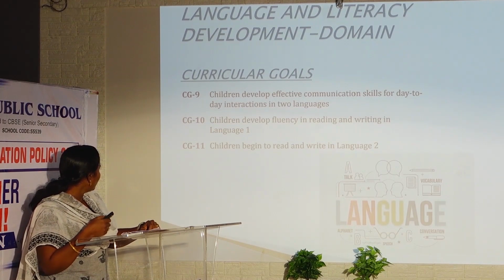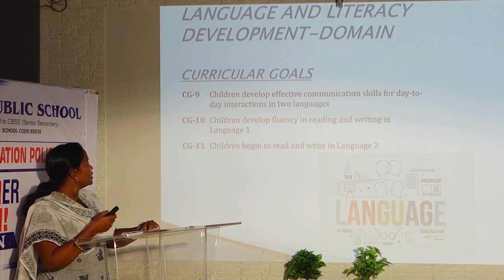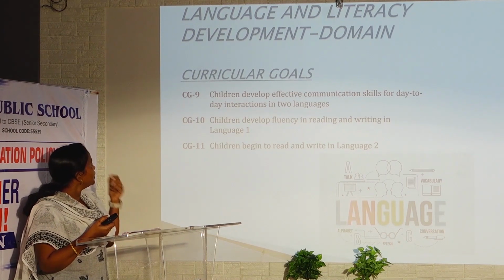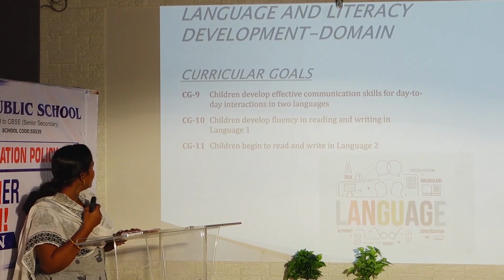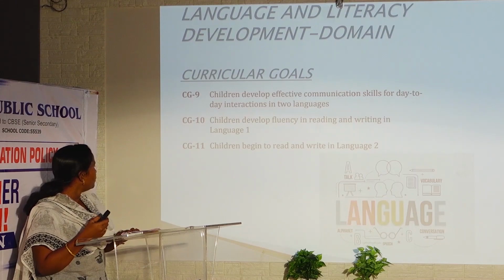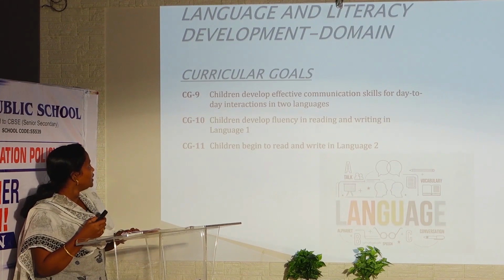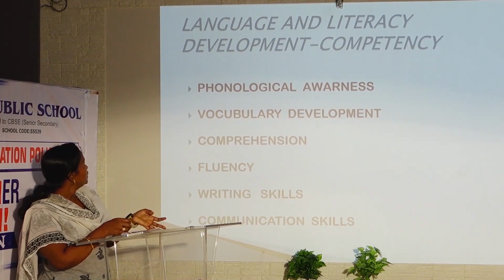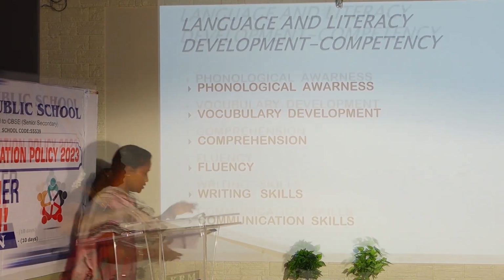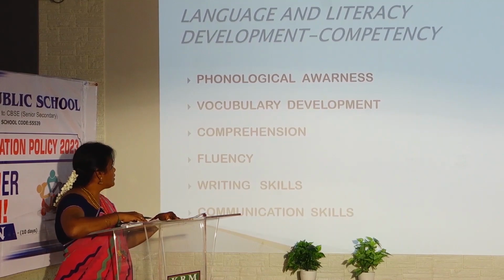It's about how children express their thoughts, everything. And children develop fluency in reading and writing in language 1. It comes under curricular goal 8. And curricular goal 11 is about children beginning to read and write in language 2. Next, we are going to have the competencies. Now we have the competencies for language and literacy development.